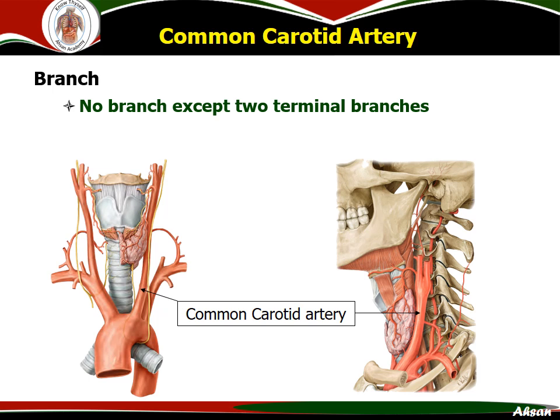It has branch that is at the terminal end, so we can say in a different way. We should not say no branch. We can say this has two terminal branches only. So common carotid artery has two terminal branches at the end, no other branches during its course.